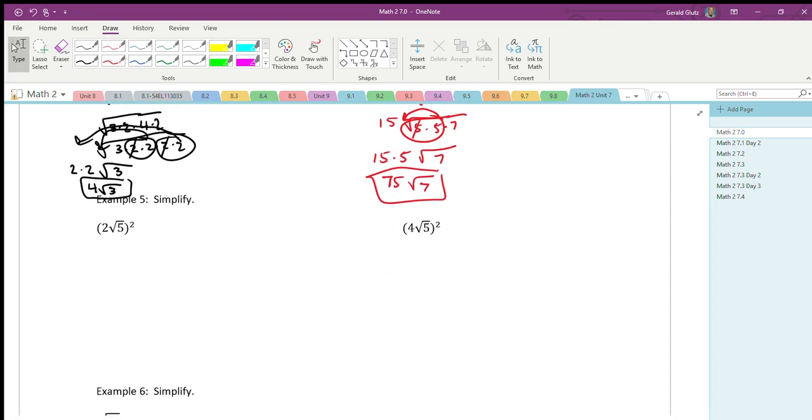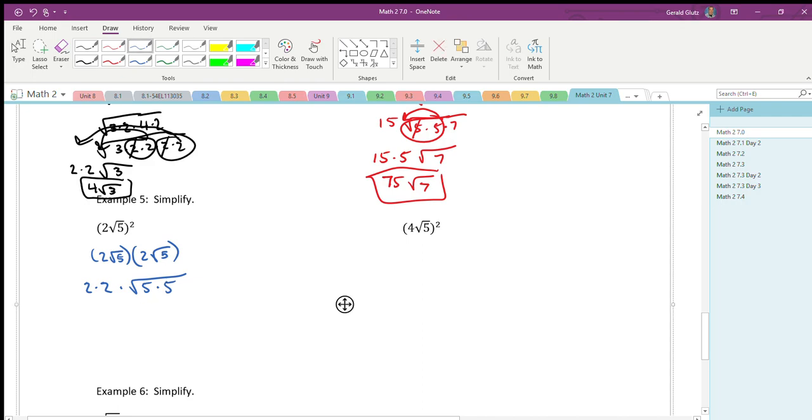The next example, example 5, this time we have something squared. Whenever we have something squared, that means something times itself. So again, I can put the two whole numbers first. So 2 times 2, and then square root of 5 times square root of 5, or just square root of 5 times 5.